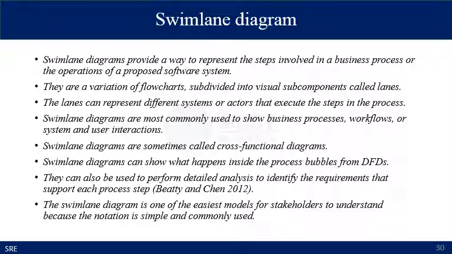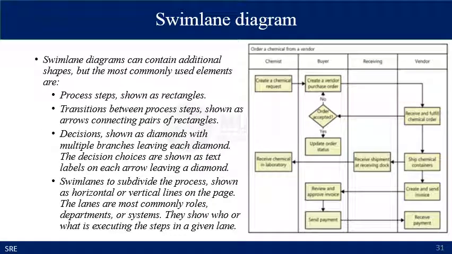Swim lane diagrams can show what happens inside a process bubble from the data flow diagram. They can also be used to perform detailed analysis to identify the requirements that support each process step. Here is an example of a swim lane diagram in which you have identified different actors: chemists, buyers, receiving, and vendors. Swim lane diagrams can contain additional shapes, but the most commonly used are described as follows.